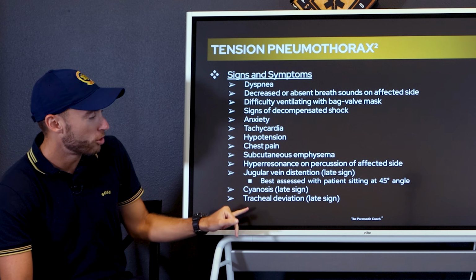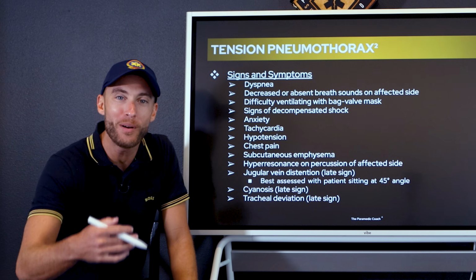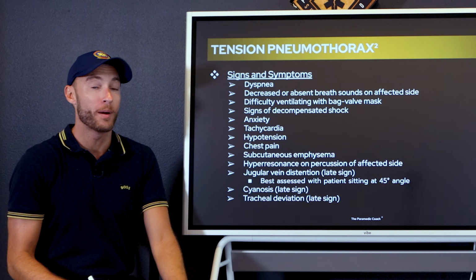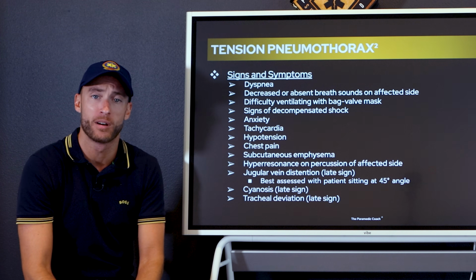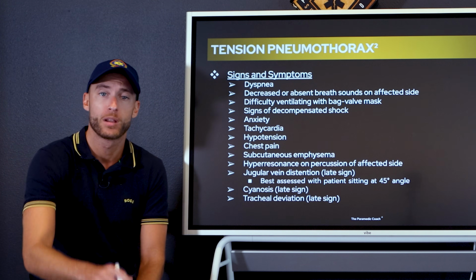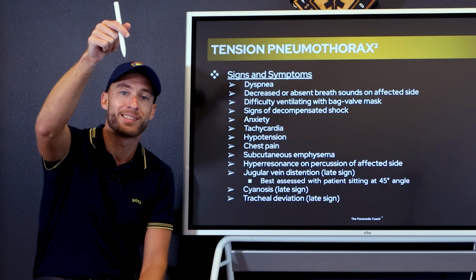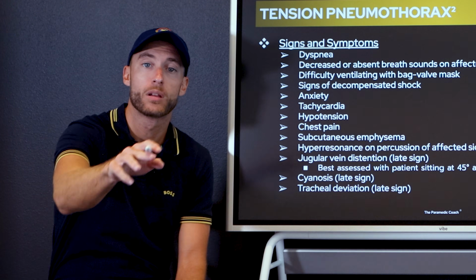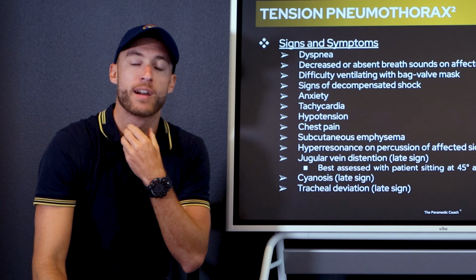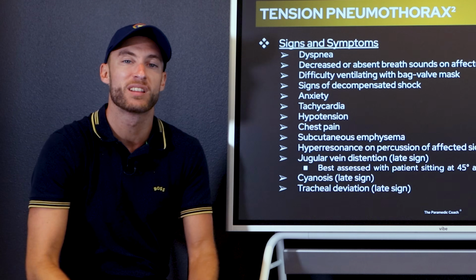Now, these last two are a late sign, but they're always on the exams. They're always on test questions, so you should know them. You go to a patient, what are the hallmark signs and symptoms of a tension pneumothorax? Unstable vitals, high heart rate, but a low blood pressure. They're clearly in shock, okay? They have JVD, they have tracheal deviation, and they're cyanotic. They've got bluing of the skin.